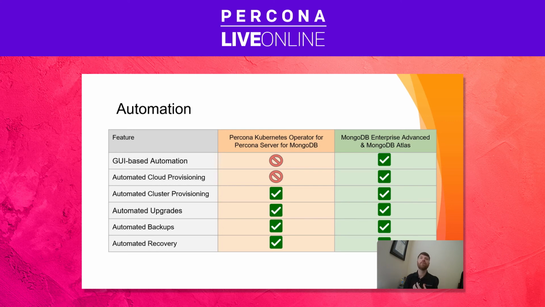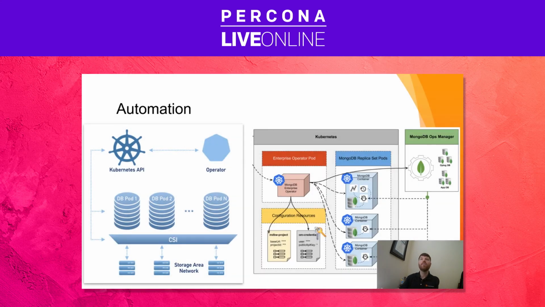So you would have to spin up those EC2 instances and then install the Percona Kubernetes operator for Percona Server for MongoDB after that. But we do have automated cluster provisioning, which Atlas provides, automated upgrades and patching, which Atlas also provides, and then automated backups and automated recovery. All of that is available with the Kubernetes operator for Percona Server for MongoDB.